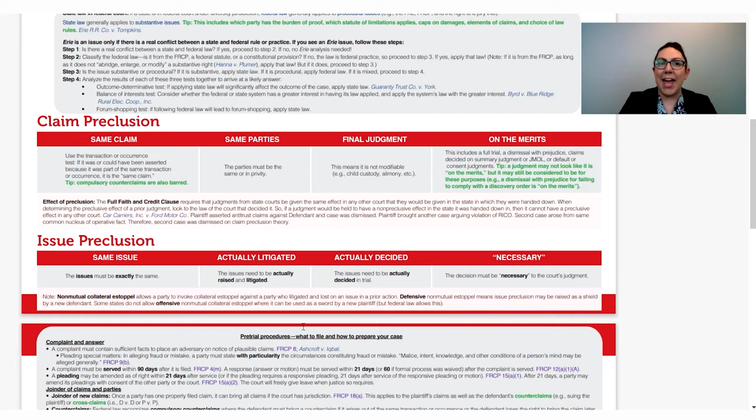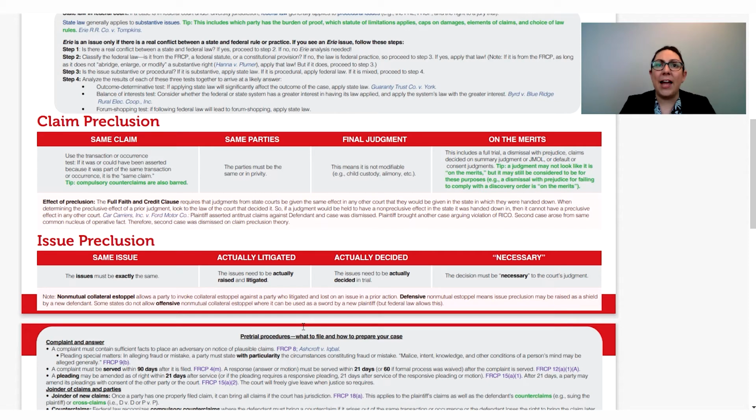The next topic that we have for civil procedure is claim and issue preclusion. And this is actually the end of our case-based analysis of civil procedure. The idea behind claim and issue preclusion is that we want judgments of the court system to be final and binding. If they're unsettled and there's never any finality to them, they don't really mean anything.